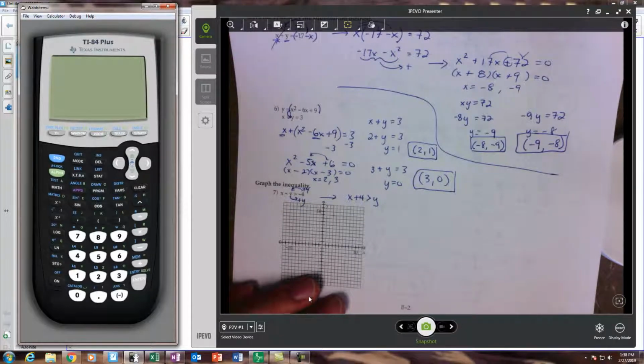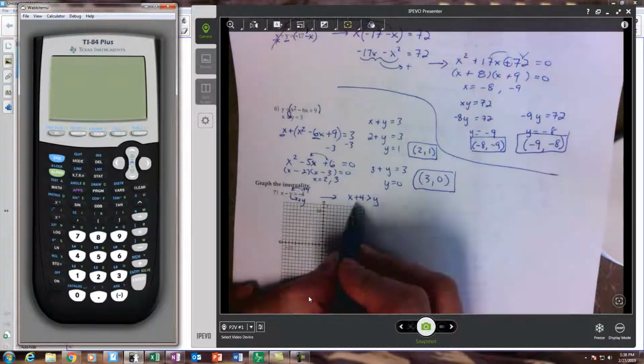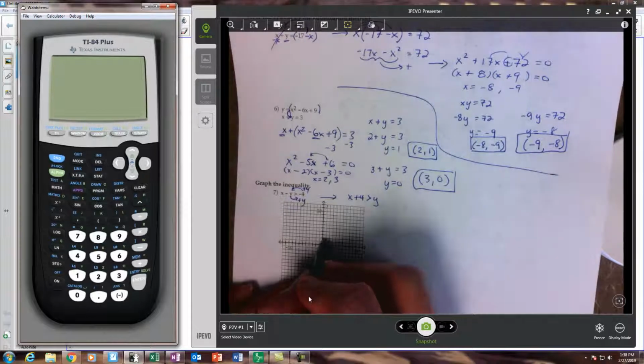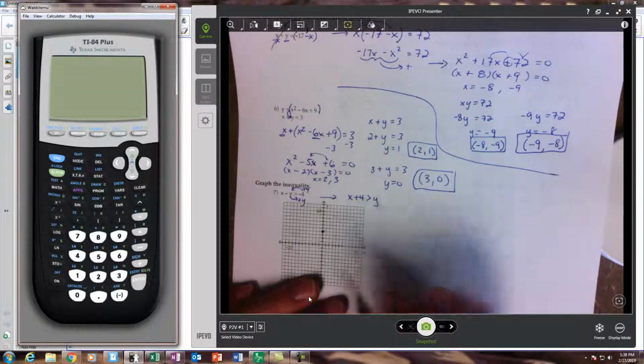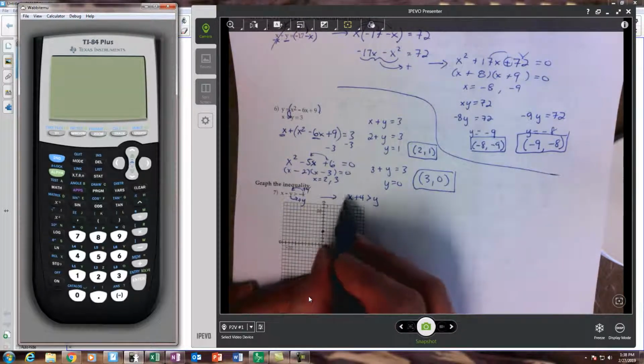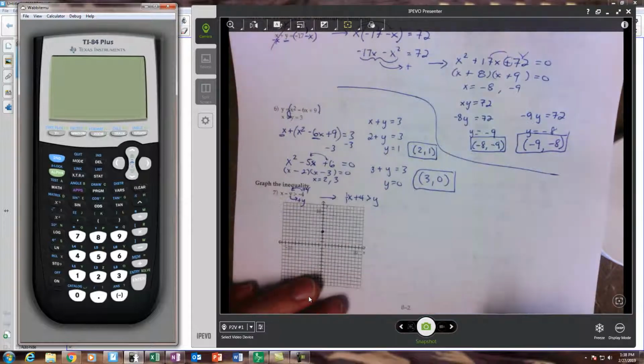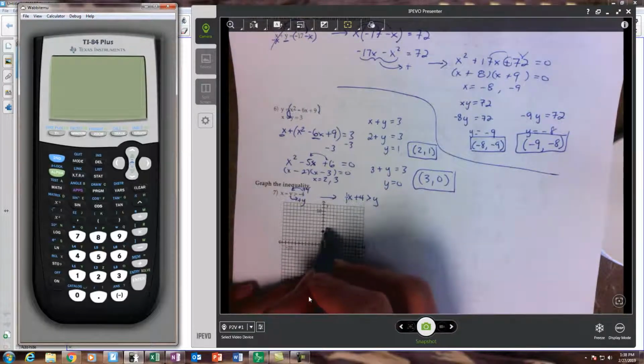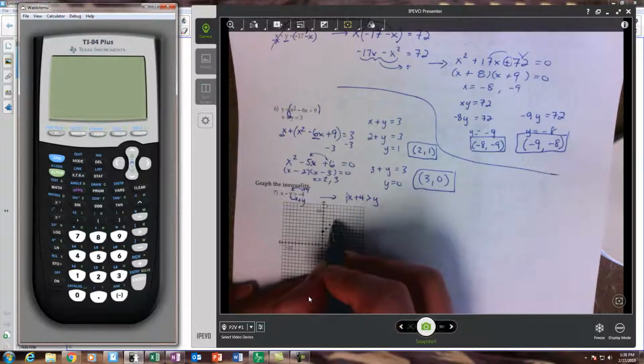So I'm going to go ahead and graph this. Now I can use my calculator, but this is just a line. So I know that you go up 1, 2, 3, 4, put a dot, and then you're supposed to go according to the slope, which is 1 over 1. I'm going to go up 1 over 1, up 1 over 1, up 1 over 1.